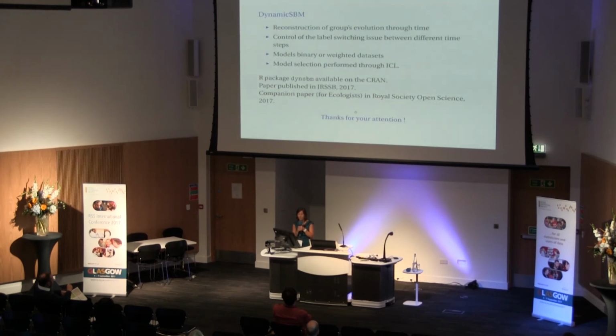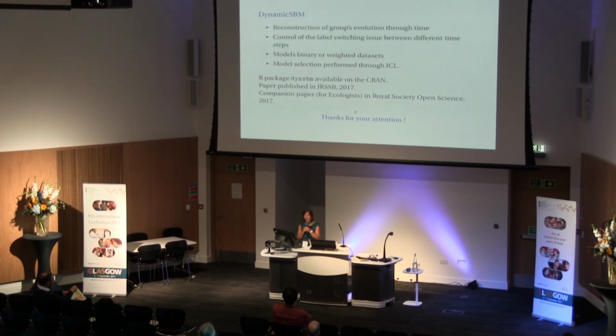What we've done in this work is to propose a dynamic stochastic block model. It enables you to reconstruct the evolution of groups of nodes through time. And most importantly, it controls for the label switching issue between the different time steps, so that you can really follow the groups. You can have either binary or weighted datasets. They can be directed or undirected. It will work. And you can select the number of groups through an ICL criterion.